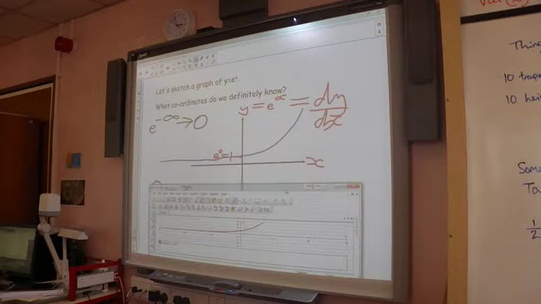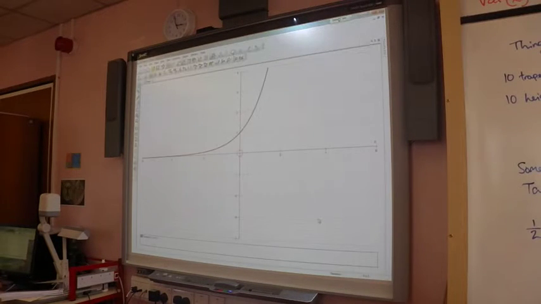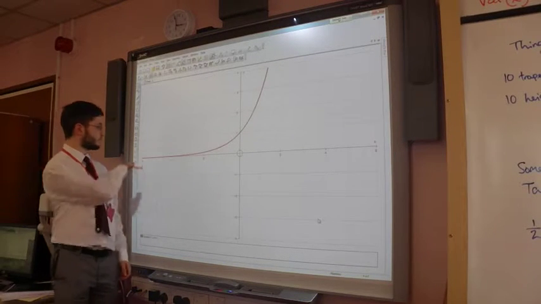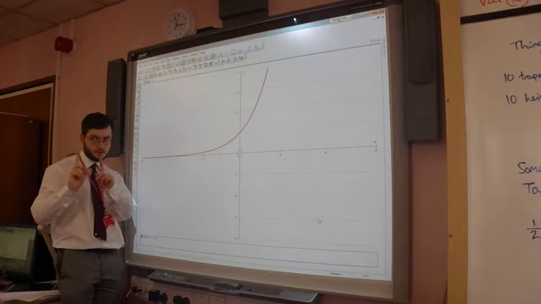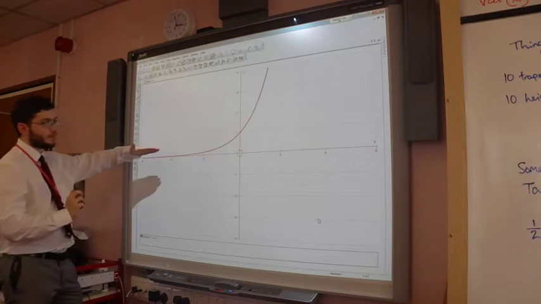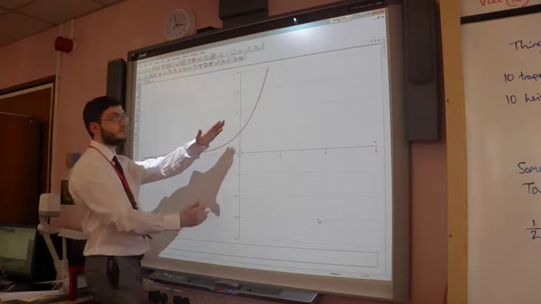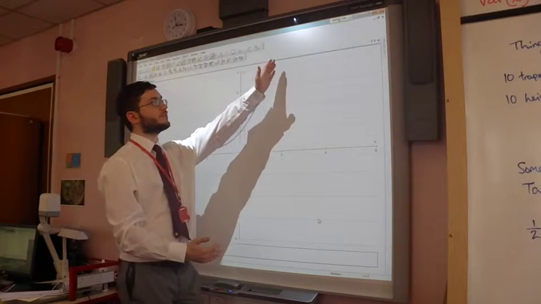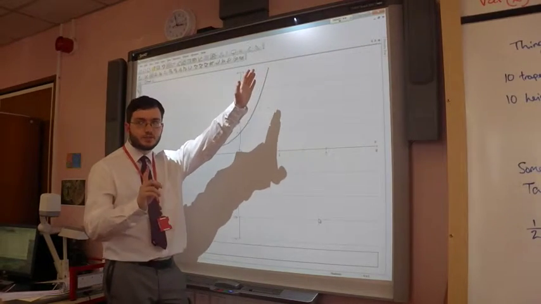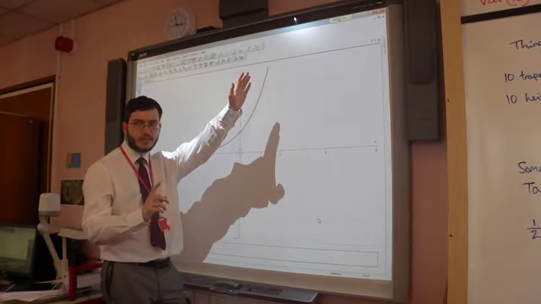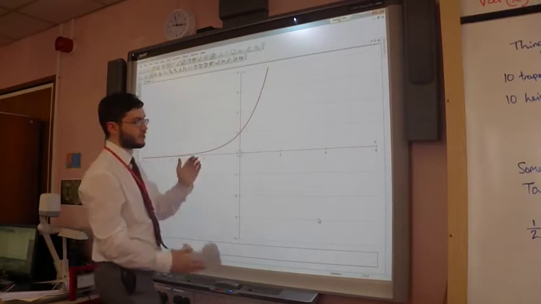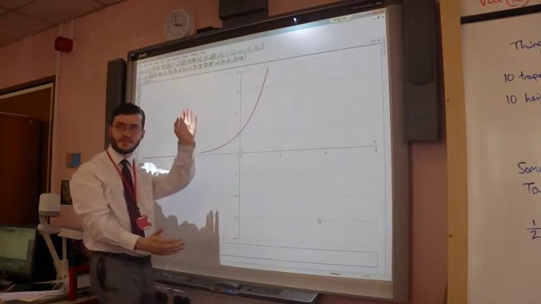So, folks, I'm sure you've got a sketch down. This is what it looks like when a computer plots it. Okay? It starts off really small, but still positive. It keeps being positive. The gradient keeps increasing as x increases. It gets steeper and steeper and steeper. It never gets to an asymptote, though. It's not like a tan wave. It never gets to an actual asymptote where it gets infinitely steep.